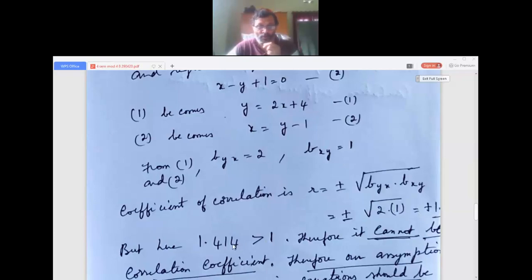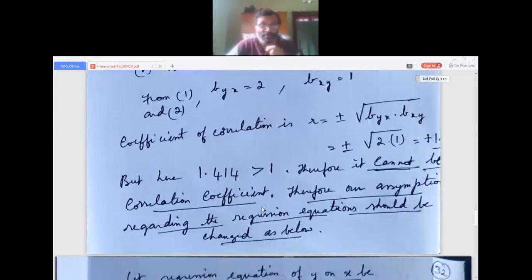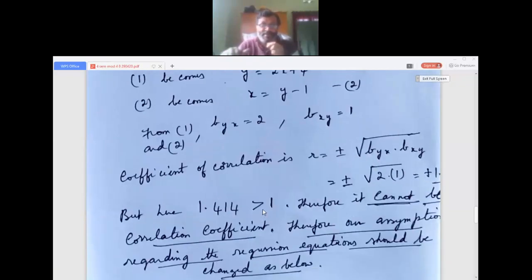So 1.414, you see here it is more than 1. You can see here the r value is more than 1. But you know from the theory, from the concepts, from the note, that the value of r is in between minus 1 and plus 1. Here you got 1.414, which is more than 1. Therefore, it cannot be a correlation coefficient. The r value should always be in between minus 1 and plus 1.